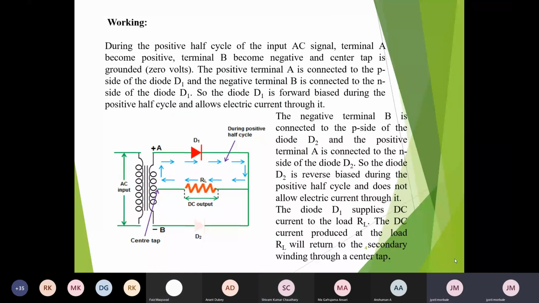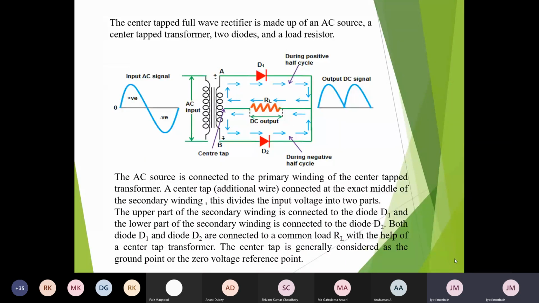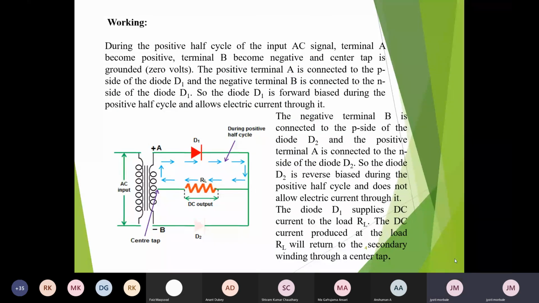Okay. So that was about how the connections are made for the full wave rectifier. Now coming back to the working. We are going to divide the working of the full wave rectifier into two sections. For the positive half cycle, we are going to see how the circuit behaves, and during the negative half cycle, we are going to see how the circuit works. So let's start with the positive half cycle of the AC input signal.